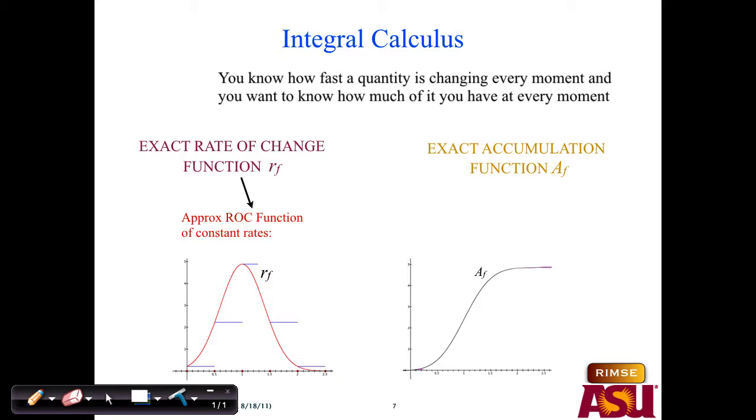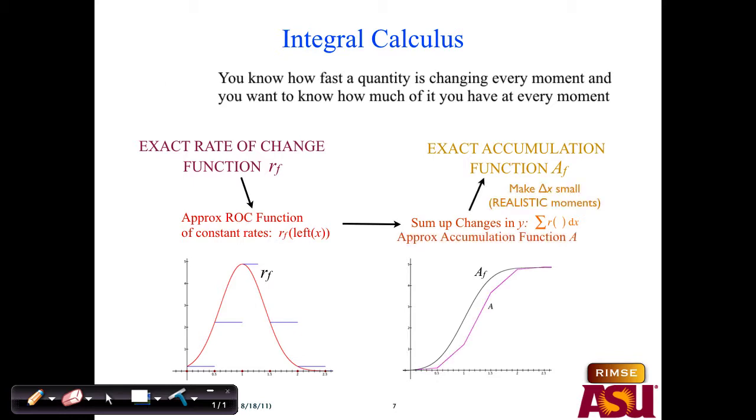But past that, I can imagine, well, add up all the changes to get accumulation, and if I want a better estimate, make smaller intervals. So if I make this delta x very small, instead of looking at pieces that are big enough so that I can draw them, it does get hard to draw. It gets hard to count also.